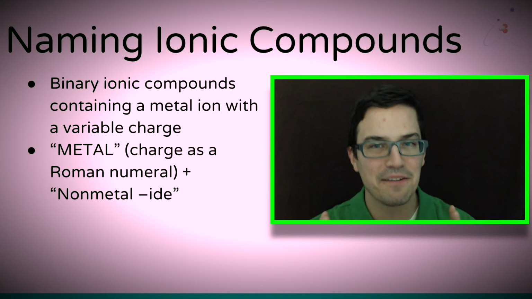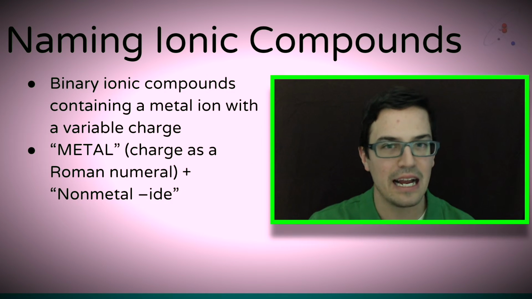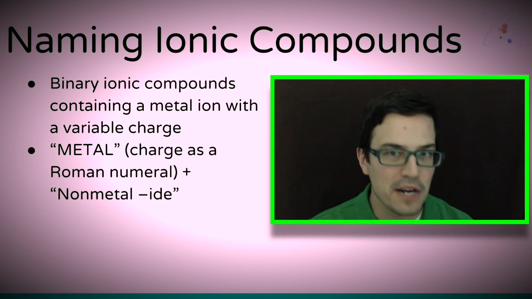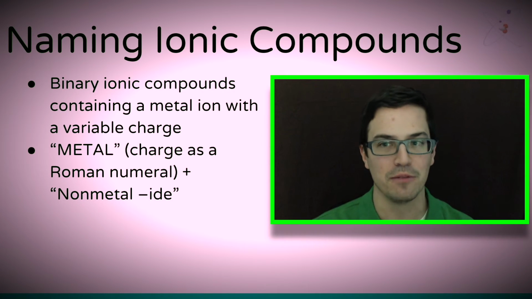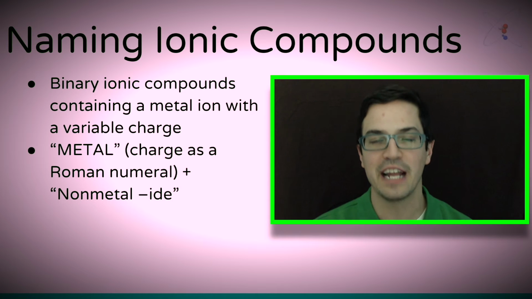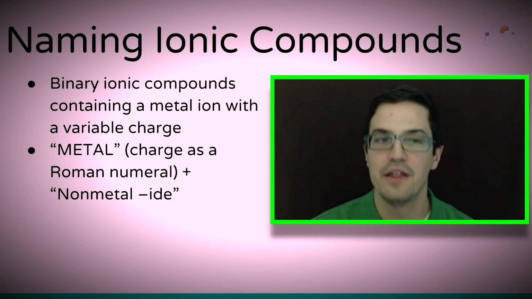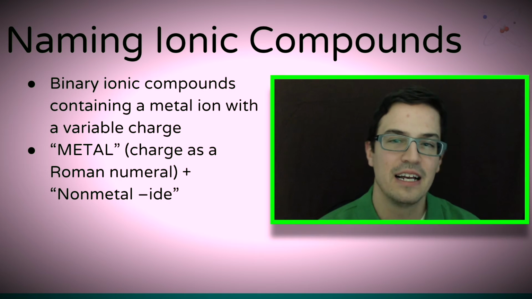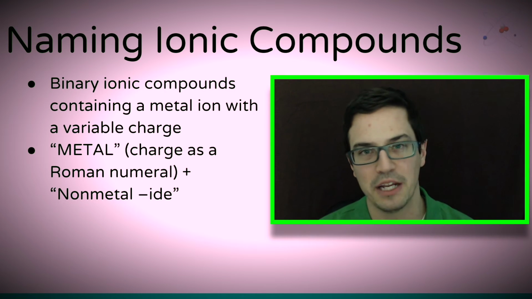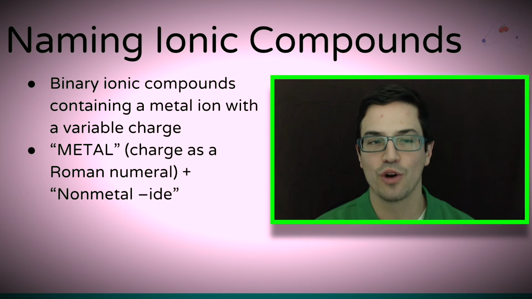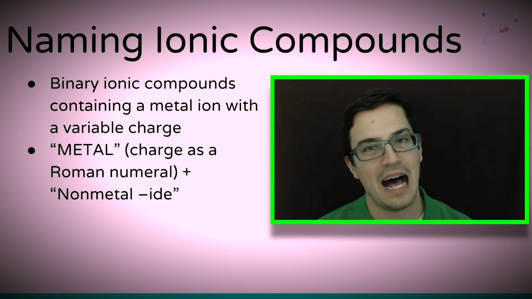Some metals can have different charges. For example, iron ions can either have a +2 or a +3 charge. Whenever a metal is used that has a variable charge like this, the rules for naming change slightly. The first word is still the metal name. The difference is that the charge of the metal is then written as a Roman numeral in parentheses right after that metal name. The second word is then the nonmetal with the "ide" suffix.